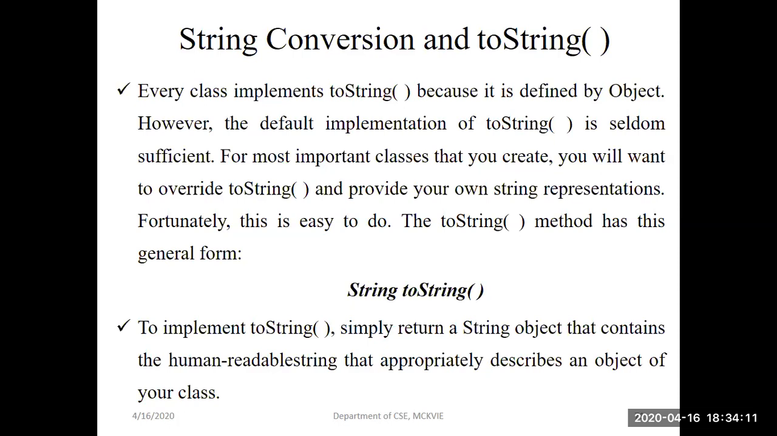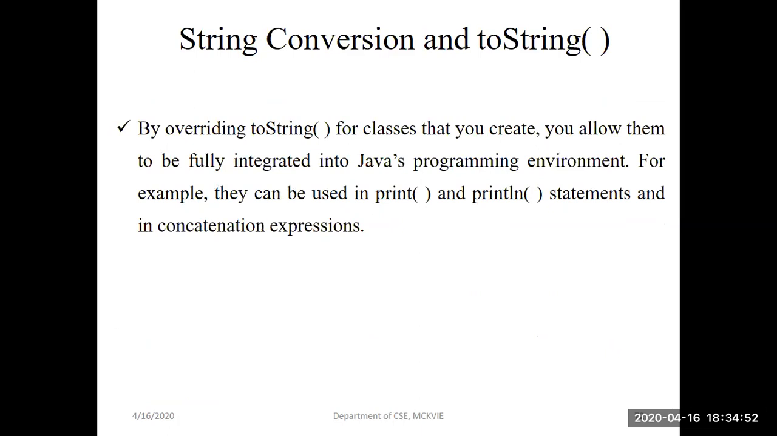But before that, try to understand how it looks, meaning what the signature of the toString method is. The toString method will definitely return a string. To implement toString, it simply returns a string object that contains a human readable string and that appropriately describes an object of your class. So it basically returns a string object. And by overriding toString for classes that you create, you allow them to be fully integrated into Java's programming environment. For example, they can be used in print and println statements and in concatenation expressions.